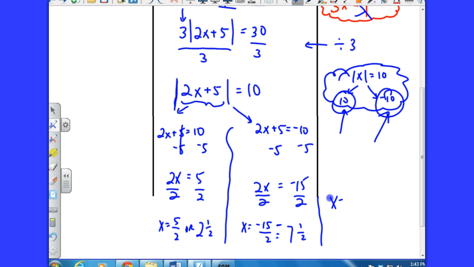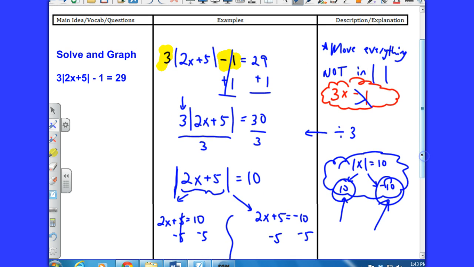All right, x could be 2.5 or negative 7.5. And now think about it. If you put 2.5 back in here, I'll change colors here. You can check this stuff just like I've taught you. If you put 2.5 in there, 2 times 2.5 is 5, and 5 plus 5 is 10. 10 times 3 is 30. 30 minus 1 is 29.